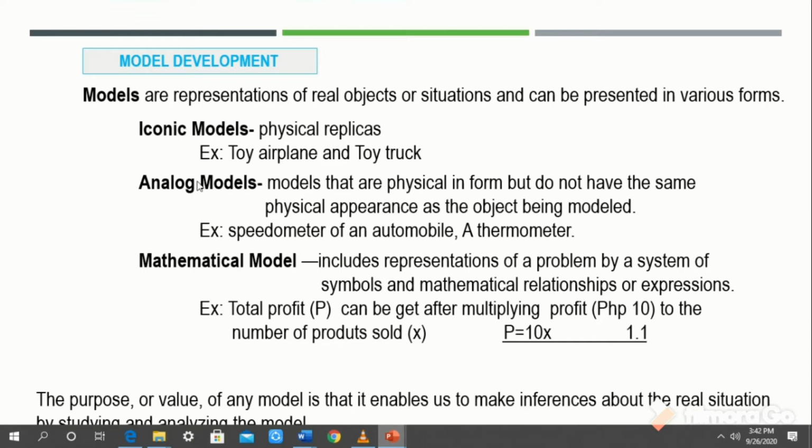Now, models are representations of real objects or situations and can be presented in various forms. That's the definition of a model. For example, you have iconic models. It is the physical replica, for example, a toy airplane or toy truck. A toy truck is a replica of a real truck, and a toy airplane is also a replica of a real airplane. Just like your Barbie houses before, with a living room, dining room, and cooking sets. Those were examples of iconic models.